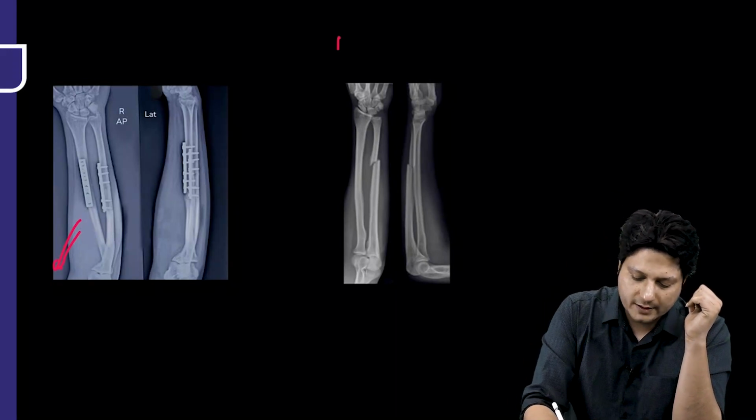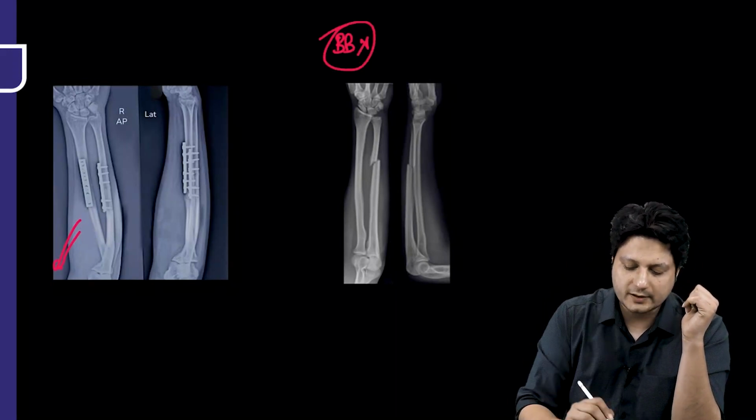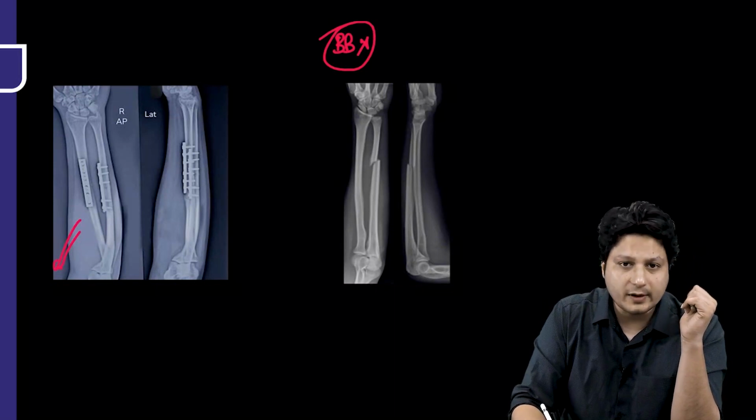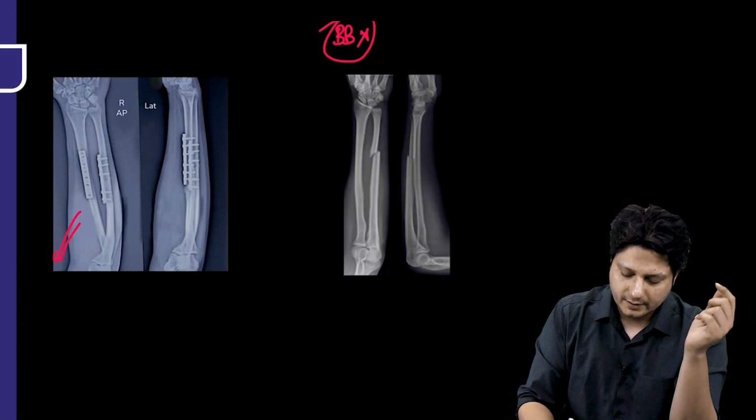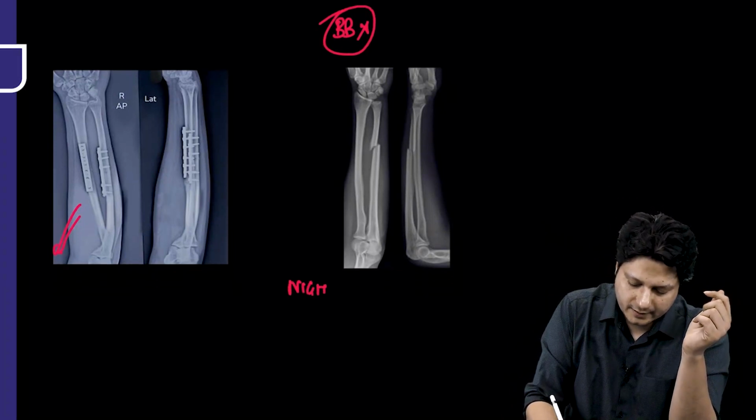Now, what is this? Is it a both bone fracture? If you look at this image, is it a both bone fracture? Obviously not. There is an isolated fracture of the ulna with intact radius. So it is nightstick fracture.